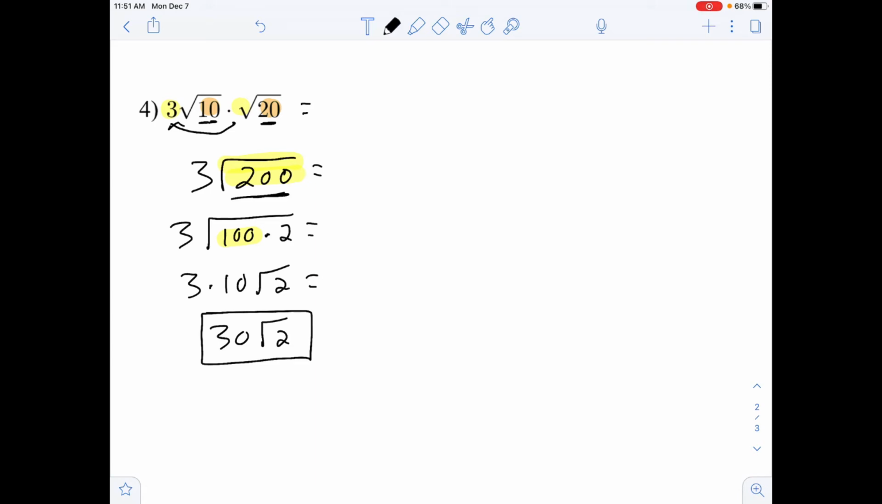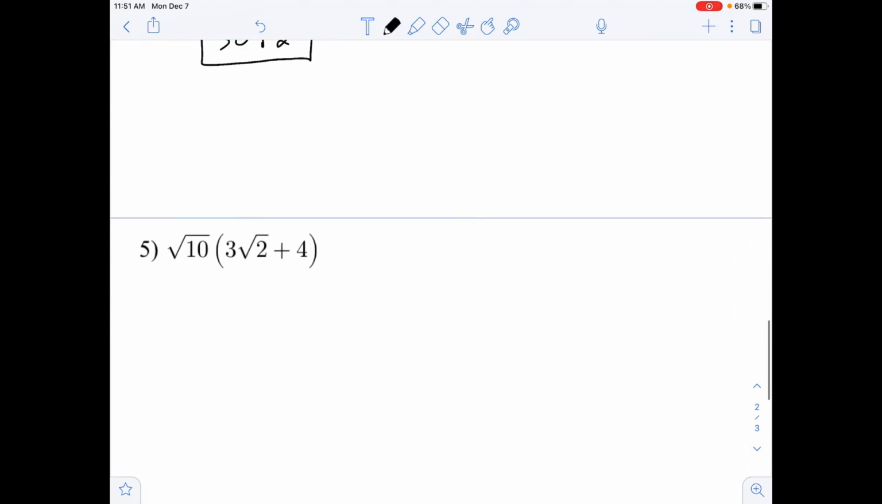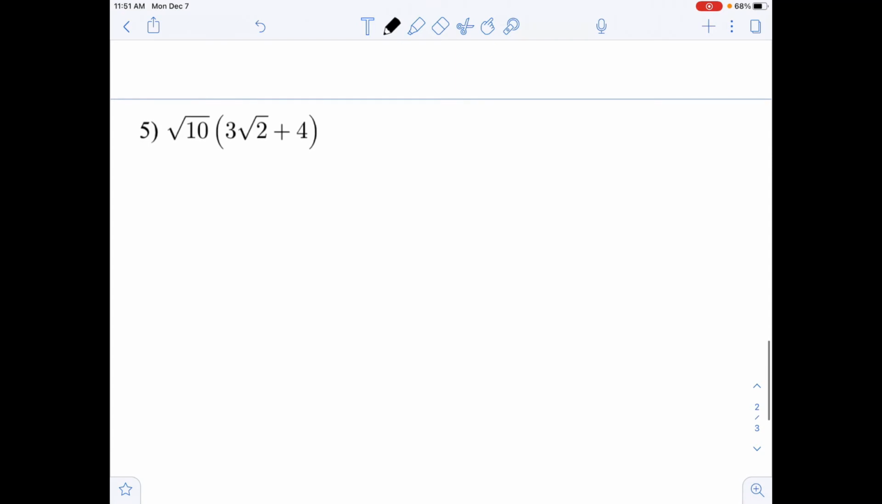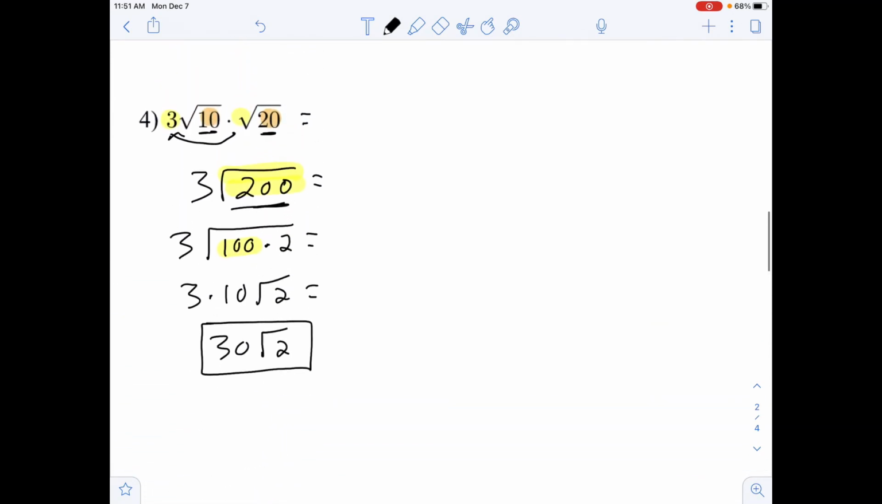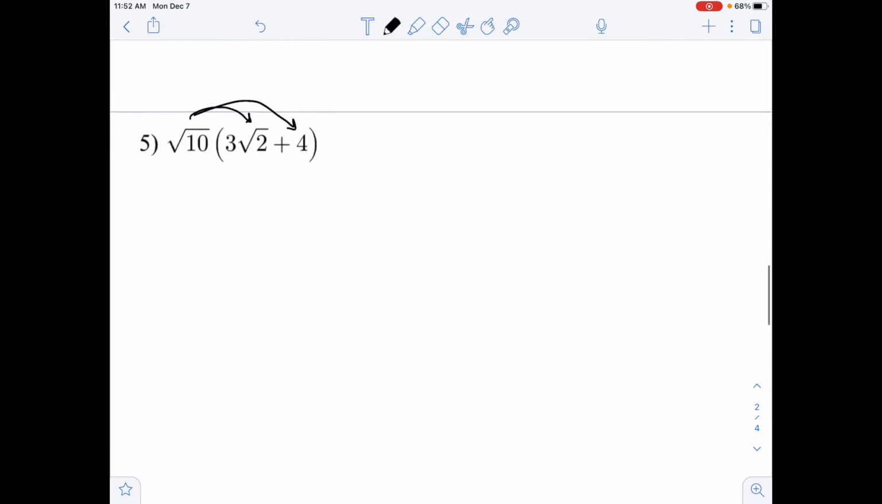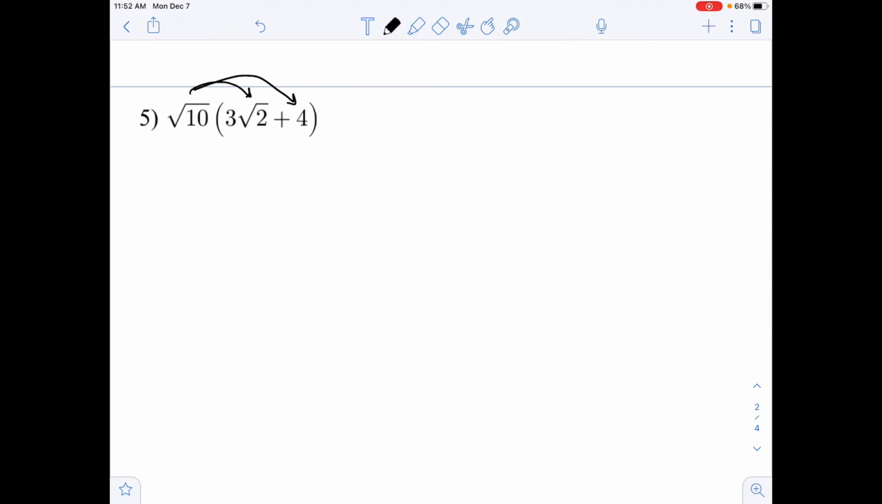All right, moving along. So let's look at number 5. This time, we're going to have to do distributive property. So we're going to have to multiply square root of 10 times this, and then the square root of 10 times this, using the same principles that we did over here with this problem. So if I'm going to multiply square root of 10 times 3 square roots of 2, it would be the 1, which we know there's a 1 here. No, it's not written. So 1 times 3 would be 3, and the square root of 10 times the square root of 2 is the square root of 20.